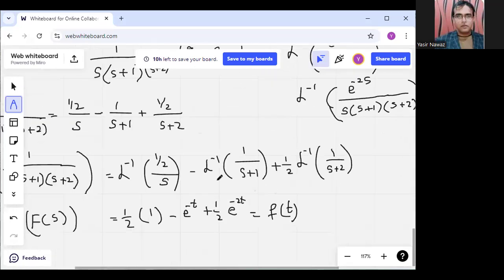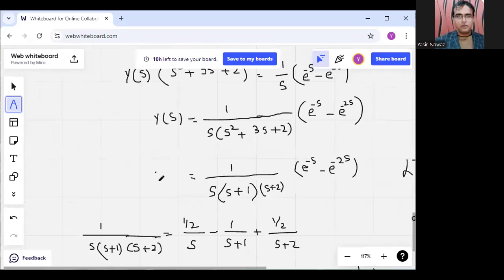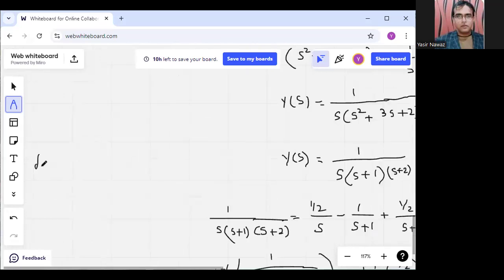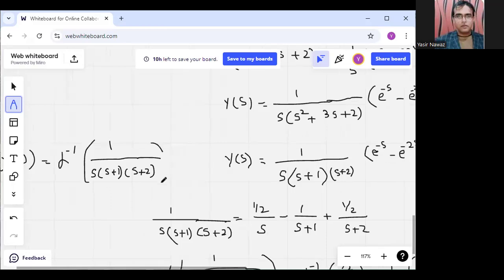So now I will write it as, on the left hand side, if I apply the Laplace inverse, that would be the Laplace inverse of Ys, and then the Laplace inverse of 1 over s into s plus 1 and then s plus 2, and then in the bracket it was e power minus s and then e power minus 2s.